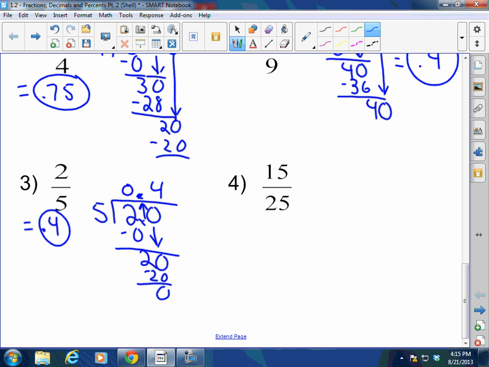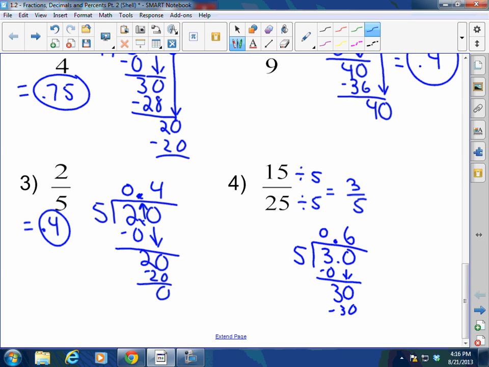And 15/25. Okay, this is nice and easy as well. First thing I would do, whenever I have a fraction like this, I always try to see if I can reduce it. Because if I can reduce it, it's going to make my life a lot easier. And in this case, I can. I can divide both the numerator and the denominator by 5, giving me 3/5. And 3/5 is going to be 0.6. Why? Because 5 on the outside, 3 on the inside. 5 goes into 3 0 times. So I've got 30. Bring up the decimal. And 5 goes into 30 6 times. So 15/25 equals 0.6. So fraction to decimal, very easy. Simply divide.